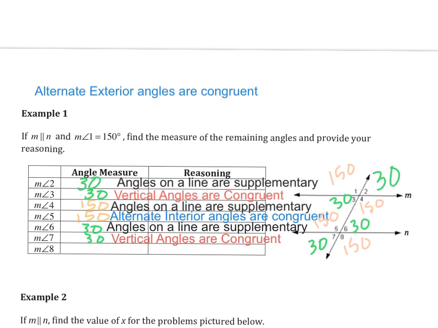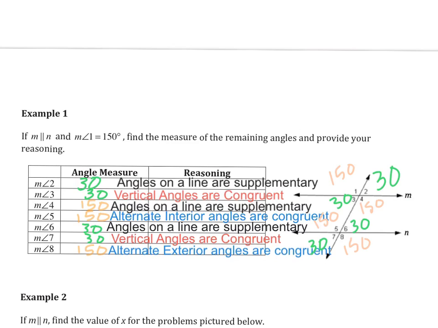And then number 8, also being 150. Technically, I could use alternate exterior angles are congruent, going back to angle number 1, because they're alternate exterior angles. Okay, now I'm going to go to the examples on the bottom half of that page.